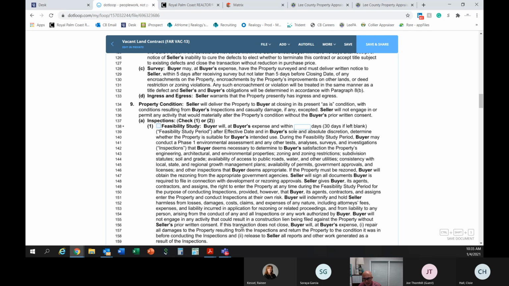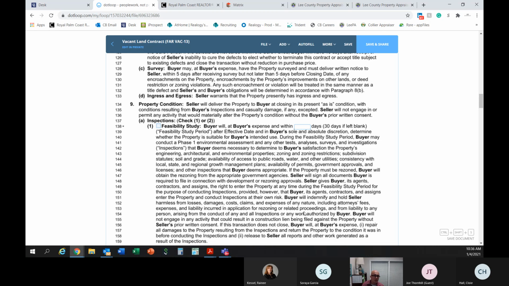Buyer will not engage in any activity that could result in a construction lien being filed against the property without seller's prior written consent. If the transaction does not close, buyer will, at buyer's expense, repair all damages to the property resulting from the inspections and return the property to the condition it was in before conducting the inspections, and release to seller all reports and other work generated as a result of the inspections.